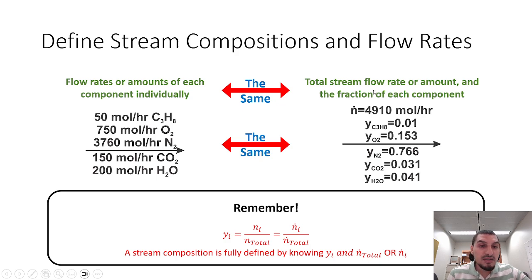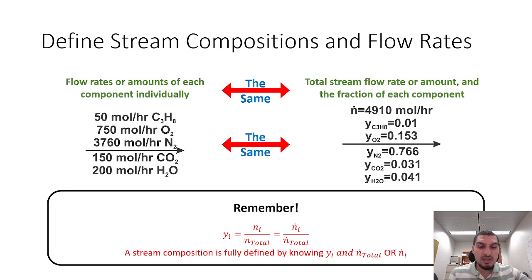So if I define this as the total number of moles and the mole fraction of each one of the components, then I'm defining the same stream. So it's not necessarily one way that we use to define the stream. It depends on the information that we have. So we can define the stream by defining all the flow rates of individual components or by the total flow rate and the mole fractions of the components.